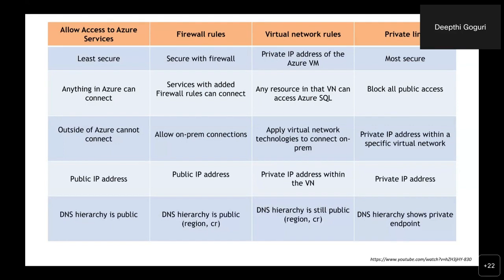Now, why I say that? Because you either turn it on or turn it off. Let's say you turned it on. When you turn this option on, anything in Azure can connect, meaning any services within Azure can connect to your database because it is using internet to connect and it is using public IP address. It is not secure. But outside of Azure cannot connect if you turn this option on. So on-prem servers, they cannot connect.